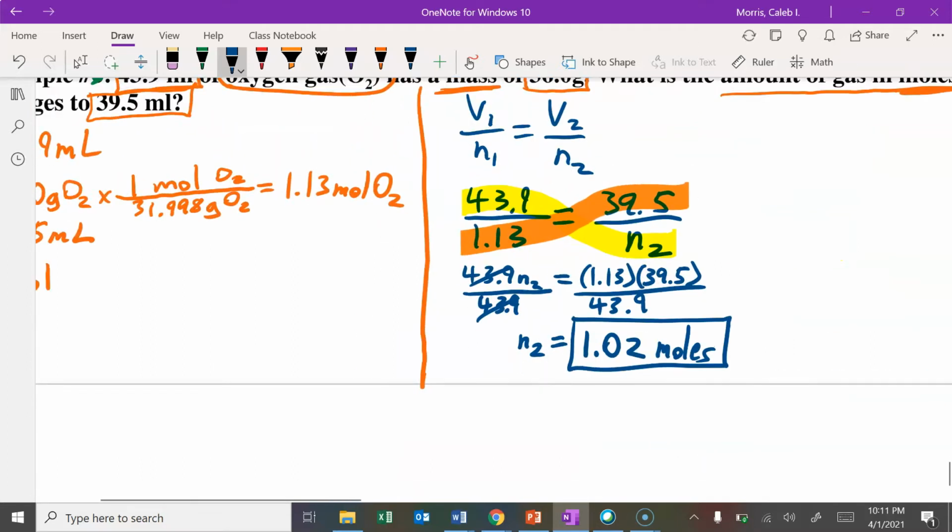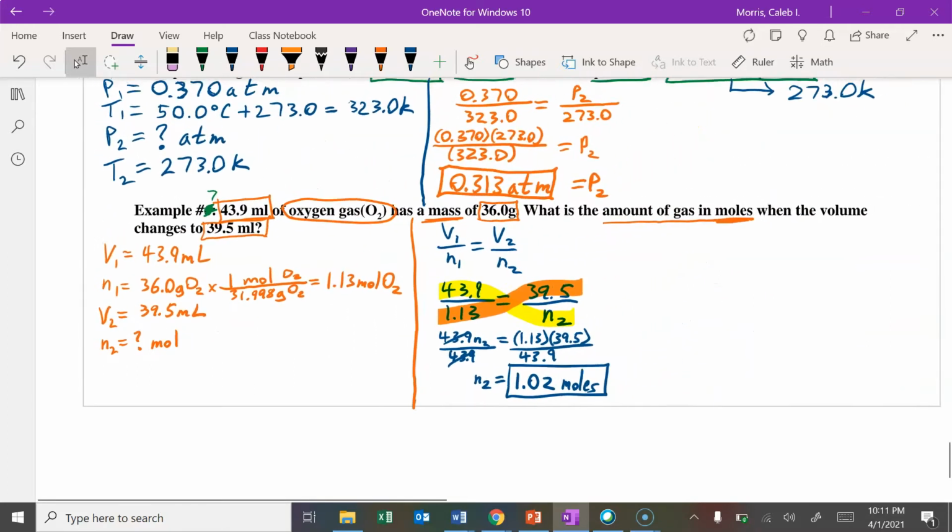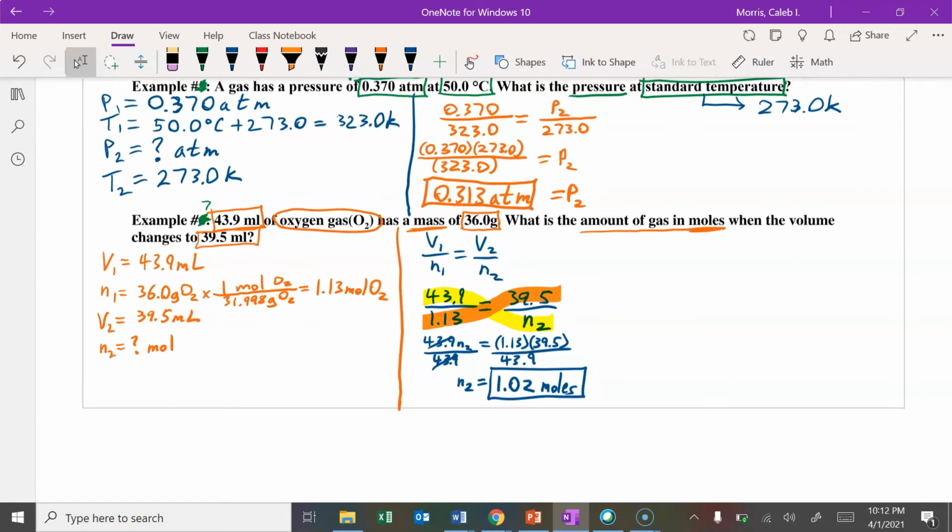All right, that's it for these example problems. We'll have a worksheet for you guys to work on to see how you do on multiple choice questions.